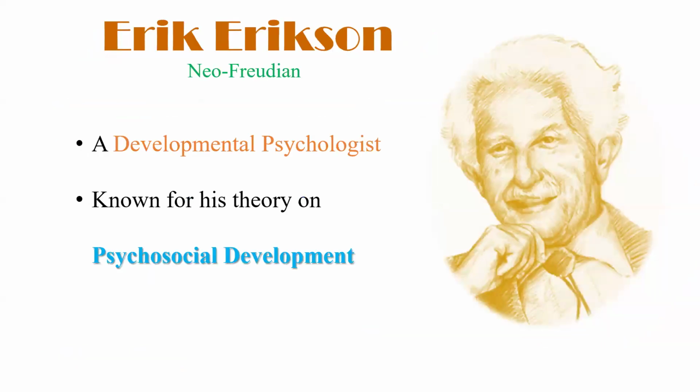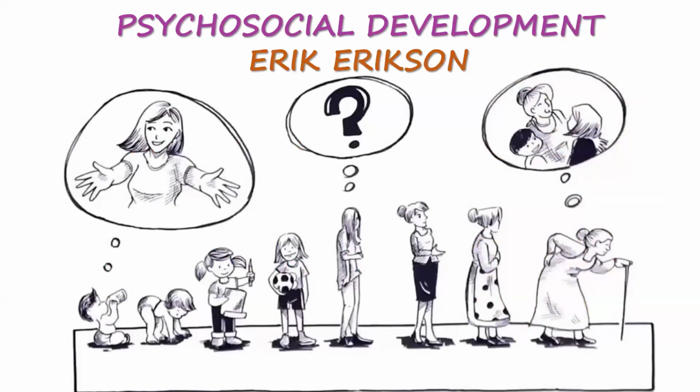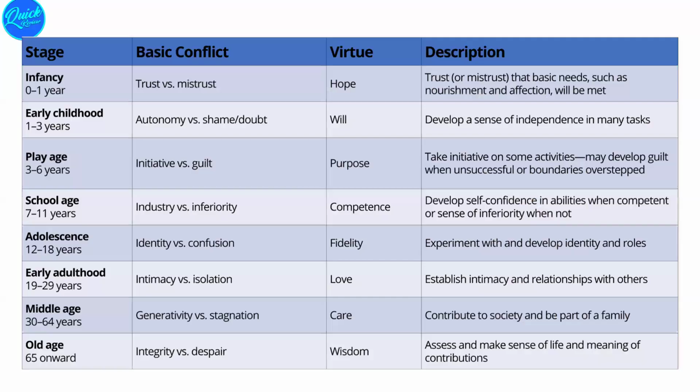He was also neo-Freudian. He was a developmental psychologist and he has given the theory of psychosocial development, where he has given 8 stages that we'll see now. Psychosocial development by Erik Erikson. These are the 8 stages given by him. He has not just focused till the age of 5 years like Sigmund Freud did. He has given the theory till old age, like till death. So the first stage is trust versus mistrust.